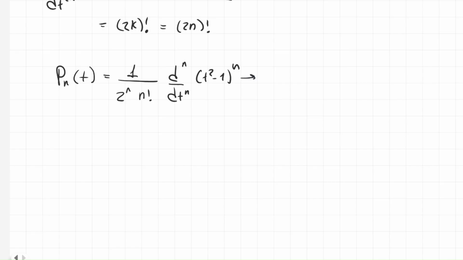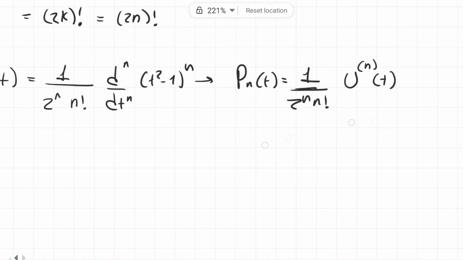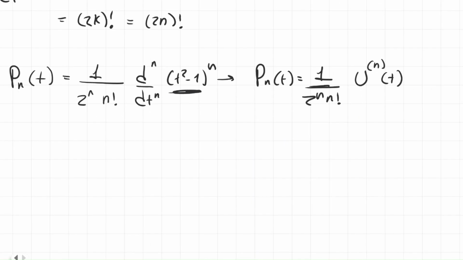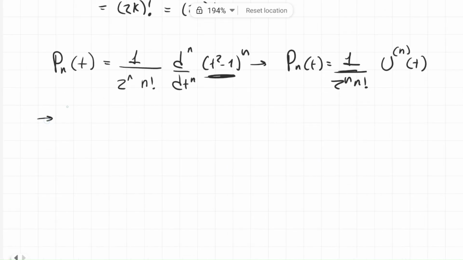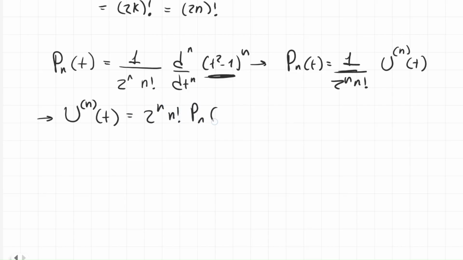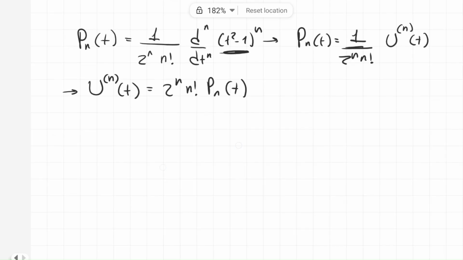Okay, so from here we can say that P sub n of t is equal to 1 divided by 2 to the n factorial, and then u^(n) of t, right? Where this is the n-th derivative of u, because we have the u over here. Perfect. So with this, we can say that u^(n) of t is equal to 2 to the n factorial P sub n of t.